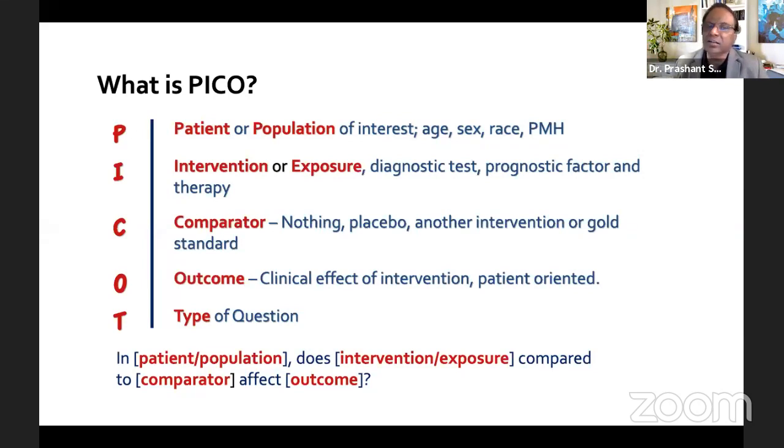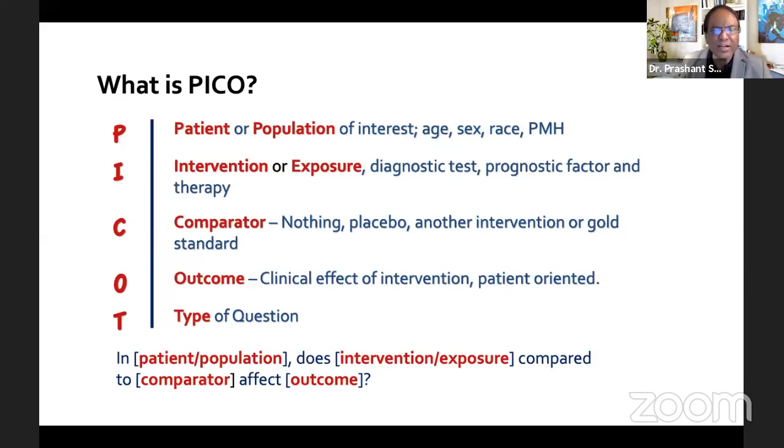The I in PICO stands for intervention or exposure. So exposure to a diagnostic test, or a prognostic factor, or a therapy, or a treatment. C stands for comparator. So what are you comparing against? Is it nothing, or is it against the placebo in case of a randomized controlled trial, or is it comparing against another drug from the same therapeutic class, or against the gold standard treatment?